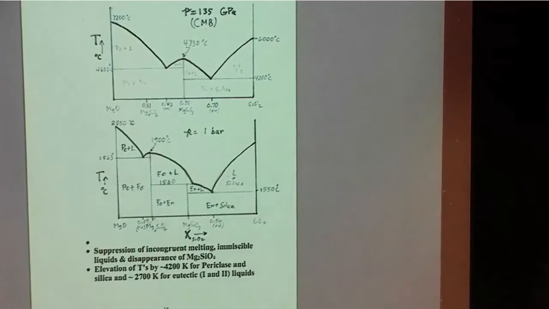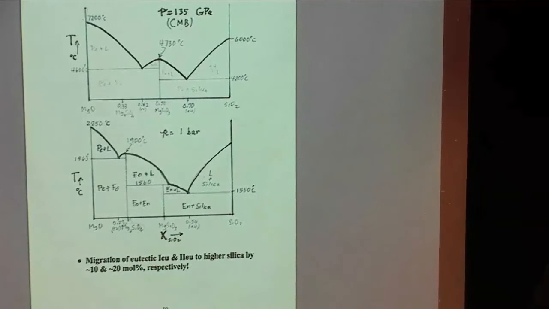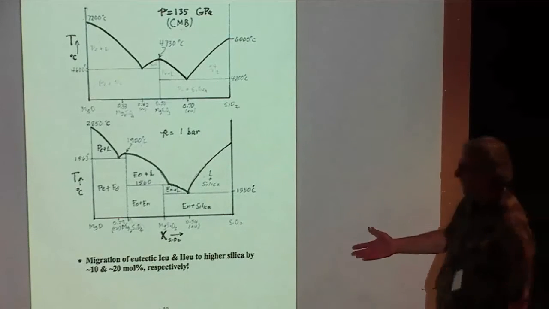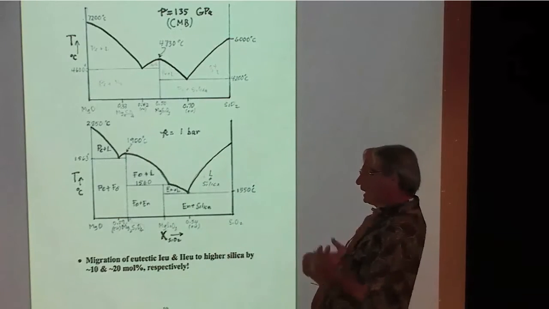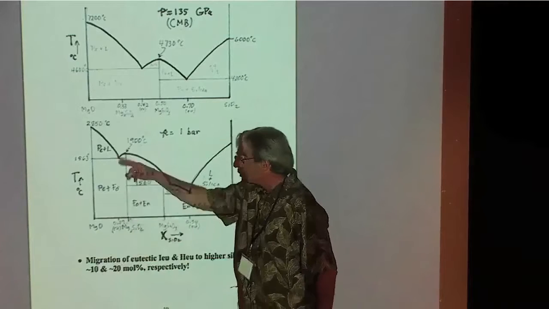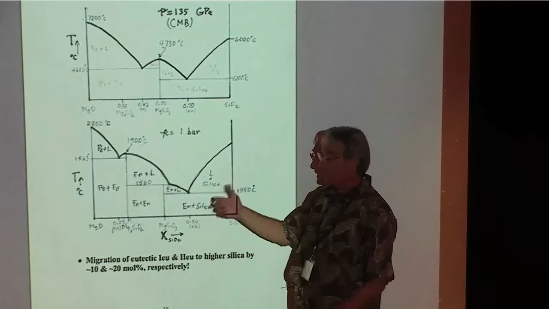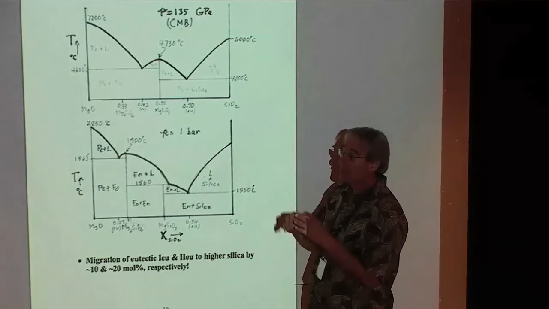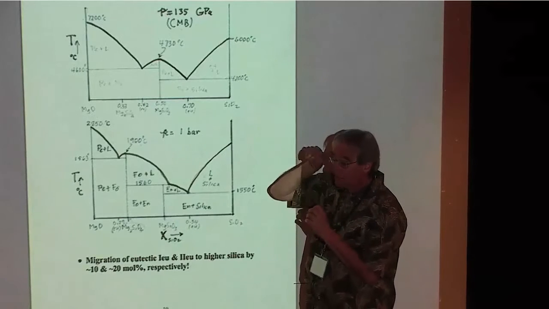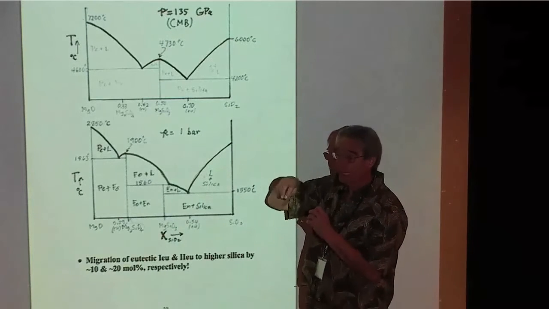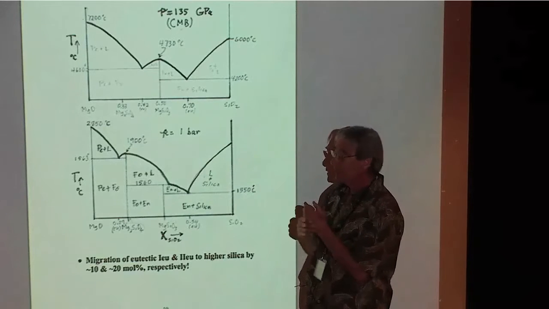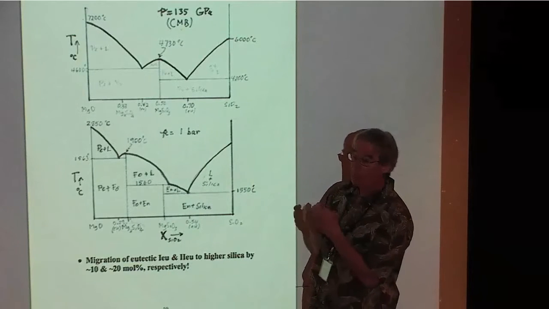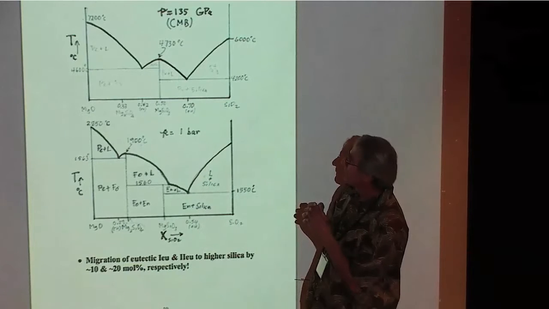And I think I have a couple more versions of this. Yeah, so this is just pointing out, you see the migration of eutectic 1 and eutectic 2 to higher silica by 10 mole percent in this case and by 20 mole percent in that case. That's pretty significant. It's a big change in the silica content of the eutectic, the easy melting liquid, the low temperature melting liquid. It's a big change in composition, which will have a measurable effect on things like density.